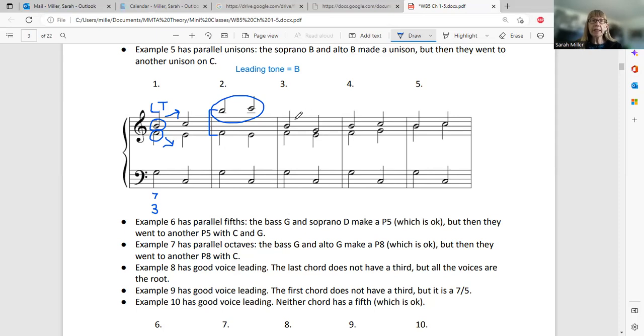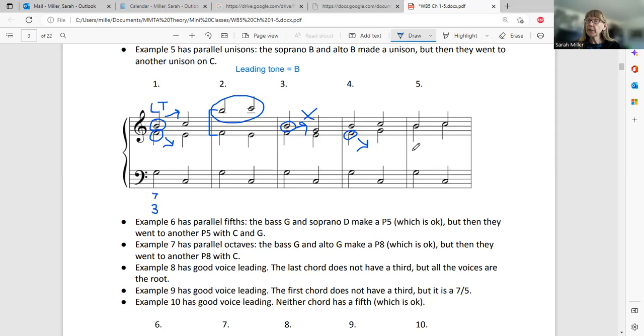Now, number 3, I'm looking at the leading tone, which is not going up. Oops, so that is wrong. The chordal 7th goes down, but the leading tone is not resolved. In number 4, the leading tone, the B, is going up, but the chordal 7th is not going down. So that's the error in that one.